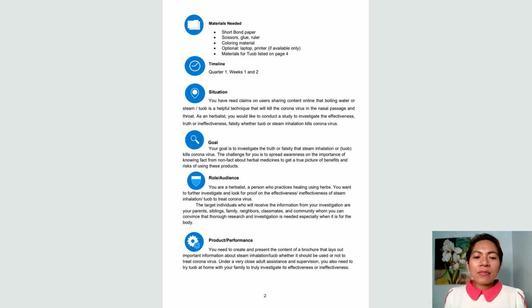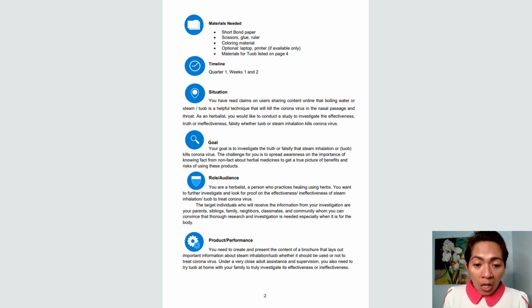Okay? So, what is the role? What is the role of the child? You are a herbalist, a person who practices healing using herbs. You want to further investigate and look for proof on the effectiveness, or depending on the result of his or her experiment at home, is the tuob effective or ineffective? So, that is what our herbalist will prove: the effectiveness or ineffectiveness of steam inhalation, tuob, to treat coronavirus.